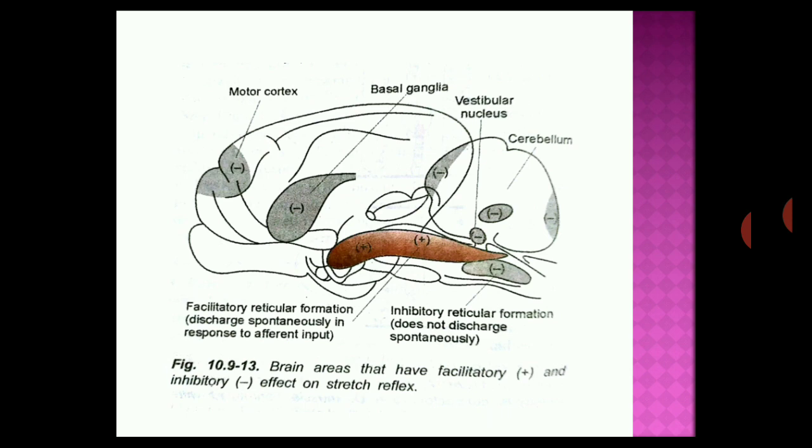Okay, so some brain areas have a facilitatory influence over the stretch reflex, and some have a negative effect. Like motor cortex, basal ganglia, then cerebellum, then inhibitory reticular formation have an inhibitory influence over stretch reflex. The facilitatory reticular formation has a positive or stimulatory effect over the stretch reflex. So it is facilitatory to stretch reflex.